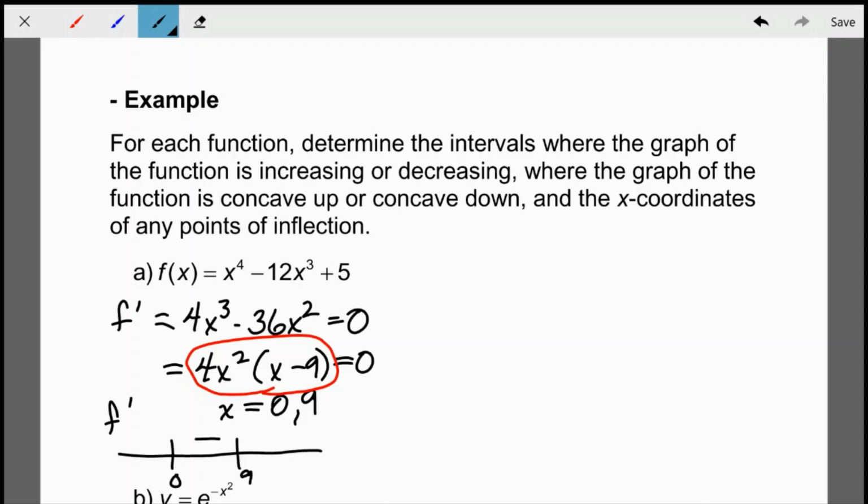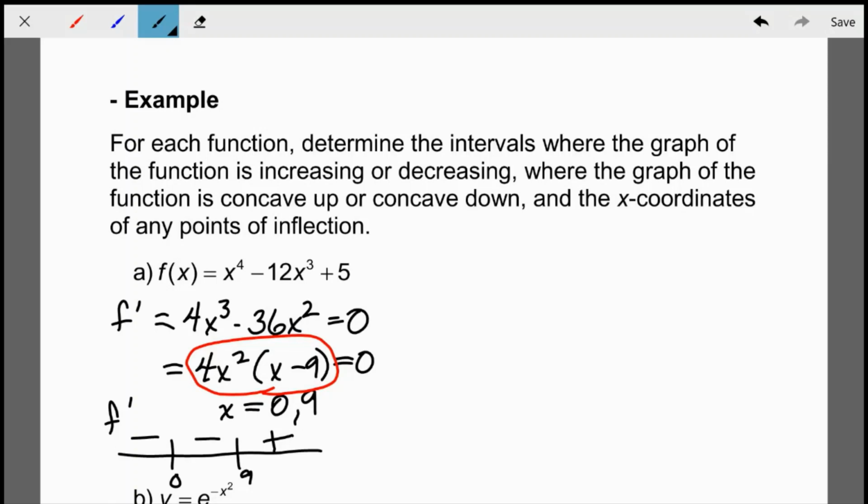And now using my multiplicity, I can finish out this sign chart. There's not going to be a sign change at 0 because we had a double root. And there will be a sign change at 9 because we had a multiplicity of 1 there. So again, odd multiplicity means there's going to be a sign change. Okay, so from this, I already have the information that I need for increasing and decreasing. I'm going to put all the answers off to the right here, so I'm going to continue on.